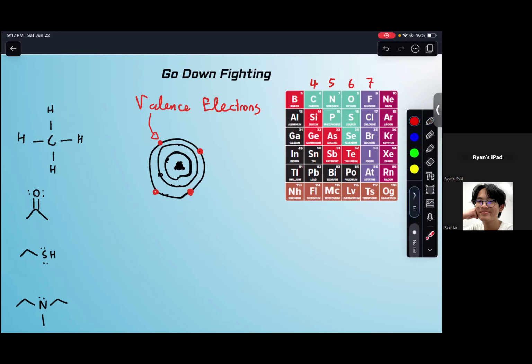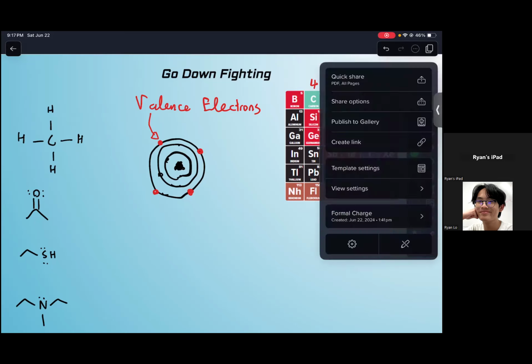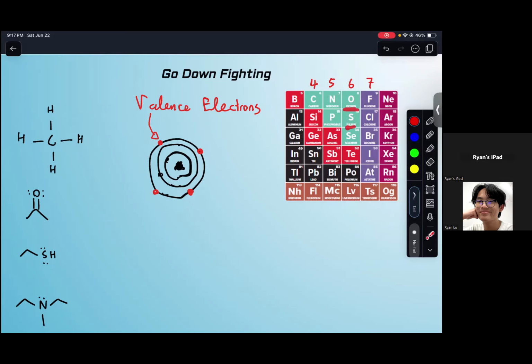And therefore, that means that for nitrogen, right, you got 5 here. That means phosphorus also has 5. Arsenic also has 5. And on top of that, too, oxygen has 6. Therefore, sulfur has 6. Selenium has 6. You get the point. Yeah?